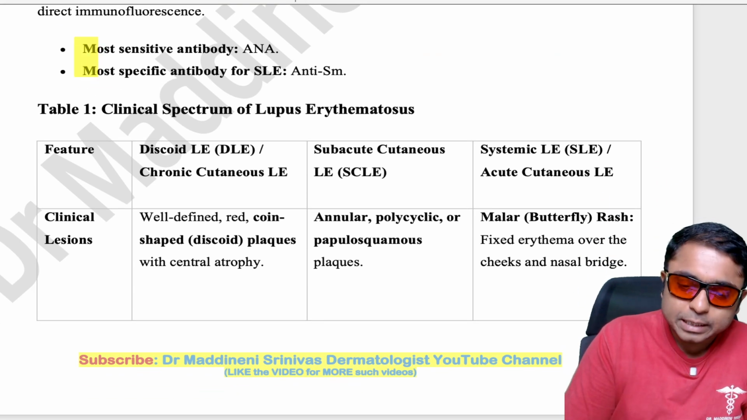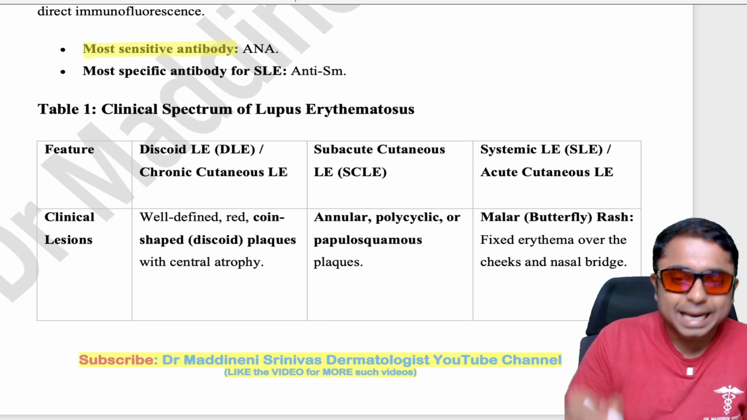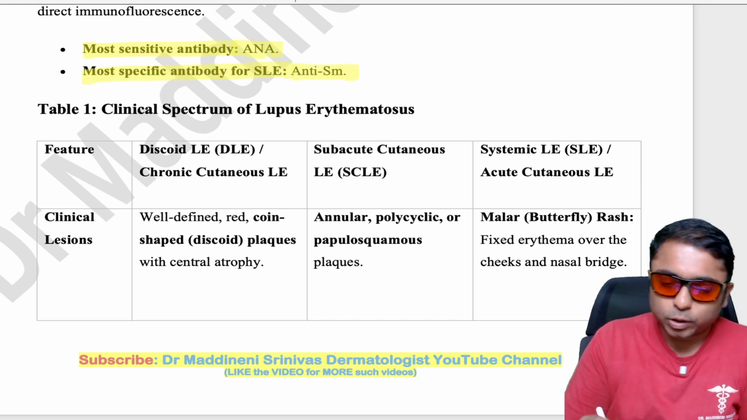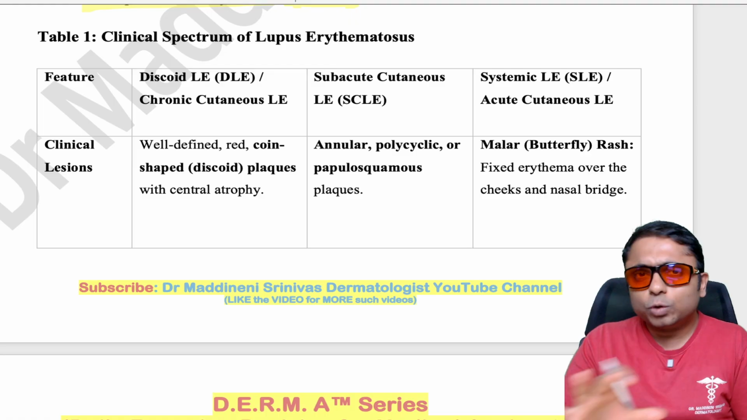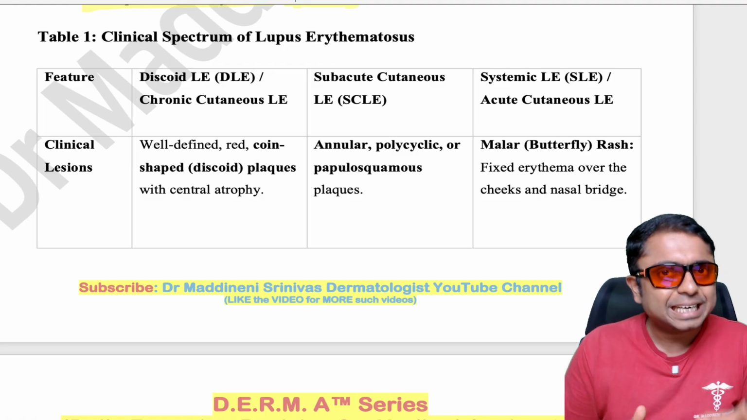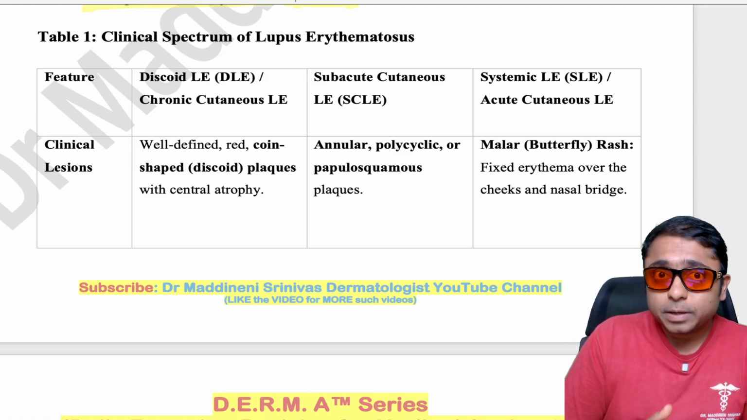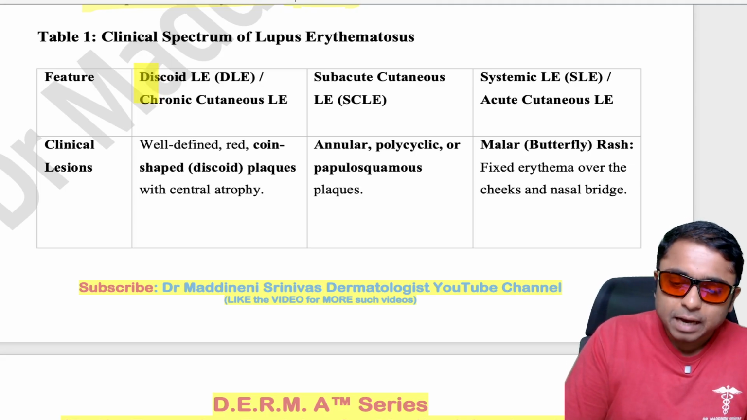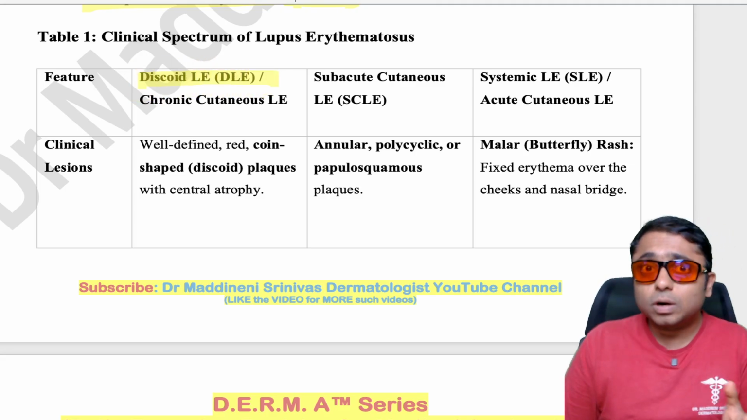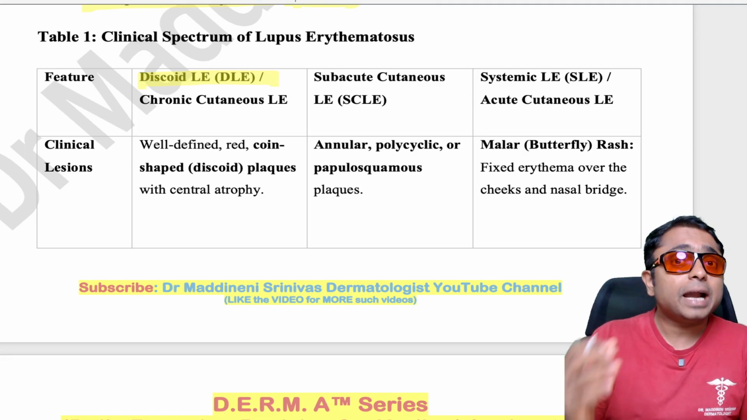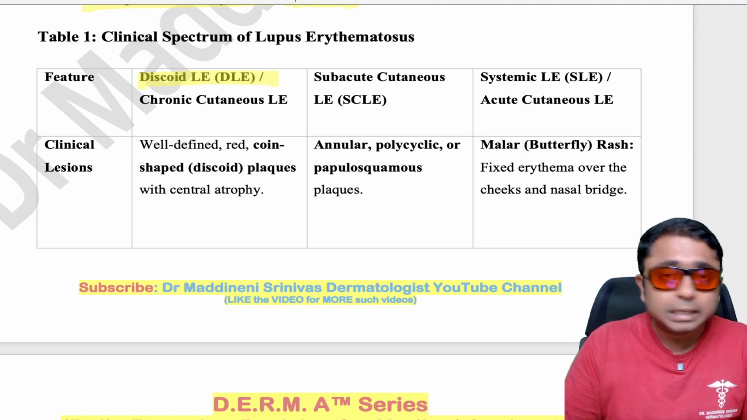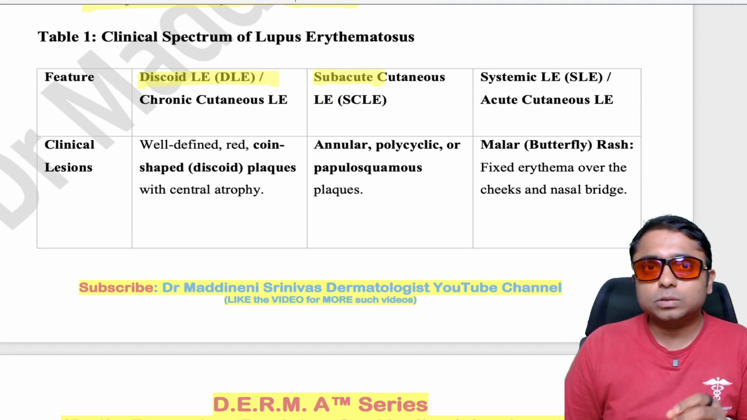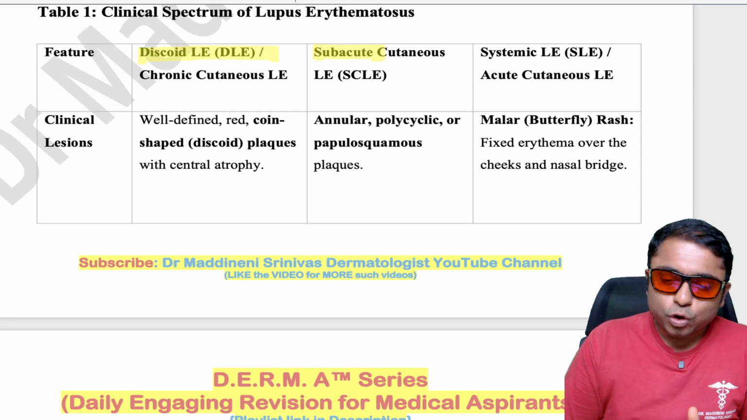Coming back to the SLE, the most sensitive antibody is ANA and the most specific antibody for SLE is anti-Smith autoantibodies. Coming to the clinical spectrum of lupus erythematosus, though we are discussing SLE, there are other types of lupus erythematosus which you have to remember. If purely skin is affected, we have discoid lupus erythematosus, also called chronic cutaneous lupus erythematosus. If systemic features are predominant, we call it SLE. In between we have subacute cutaneous lupus erythematosus. We are going to see the features of each of them one by one.